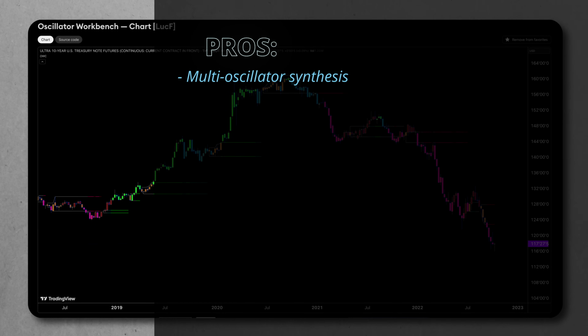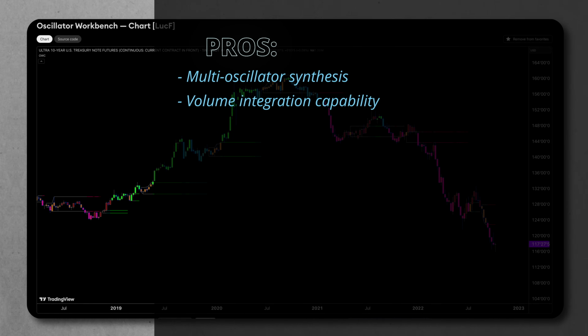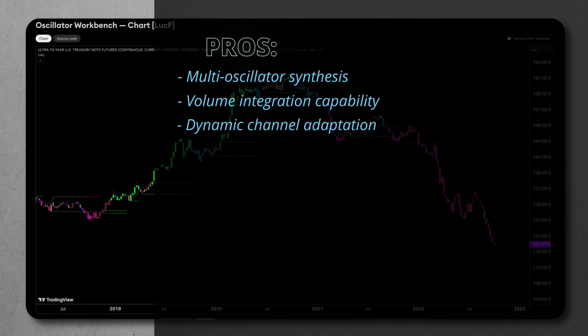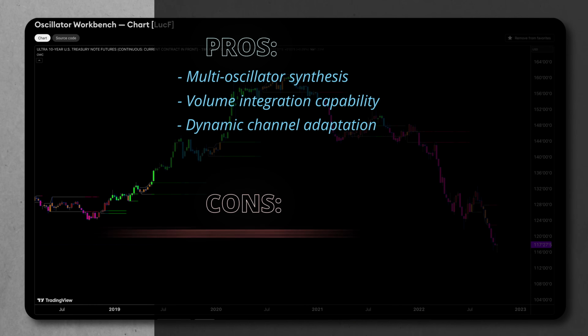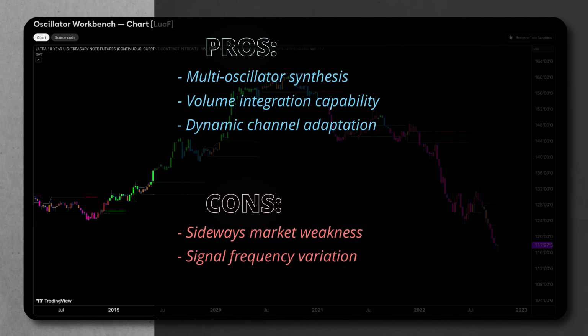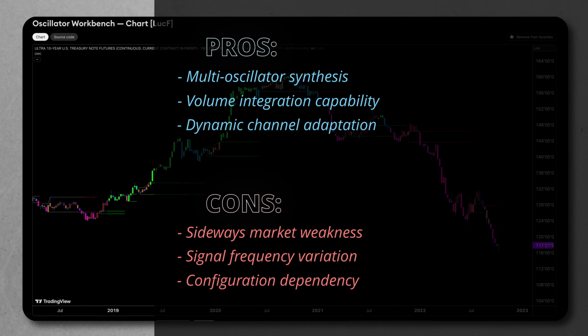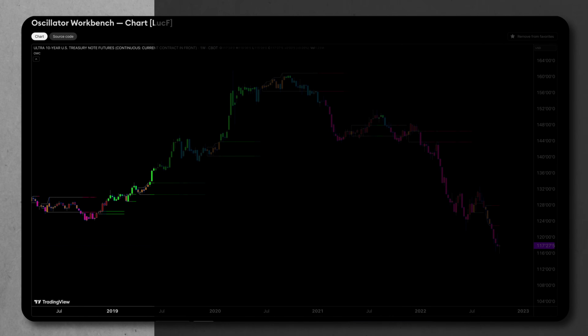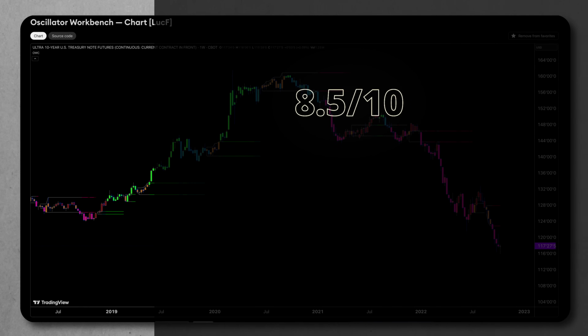Pros: multi-oscillator synthesis, volume integration capability, dynamic channel adaptation. Cons: sideways market weakness, signal frequency variation, configuration dependency. Ranking: 8.5 out of 10.